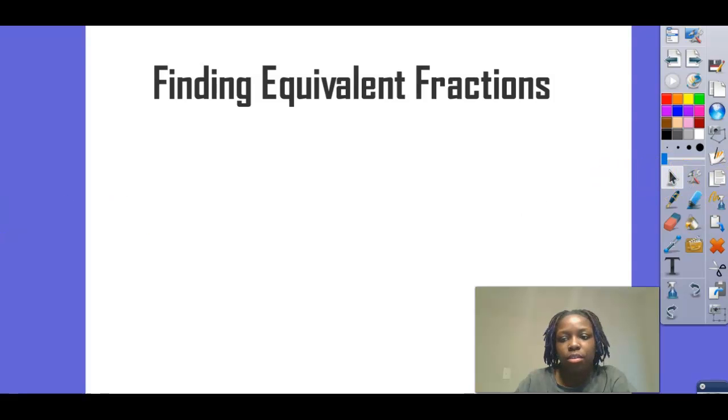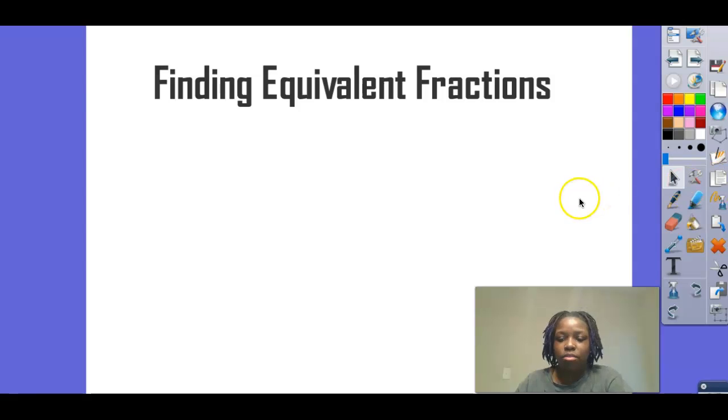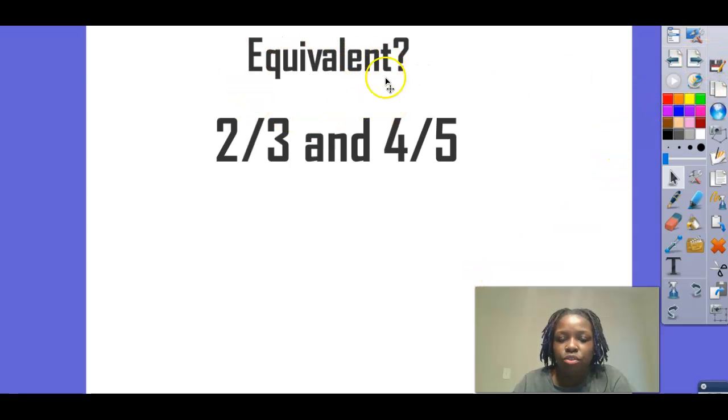All right, you guys. So today we're going to talk about equivalent fractions, but we're going to find equivalent fractions in a different way. This is like a little trick that we're going to learn today in order to find equivalent fractions. All right. So we're going to look at this question. We're trying to see: are 2/3 and 4/5 equivalent?